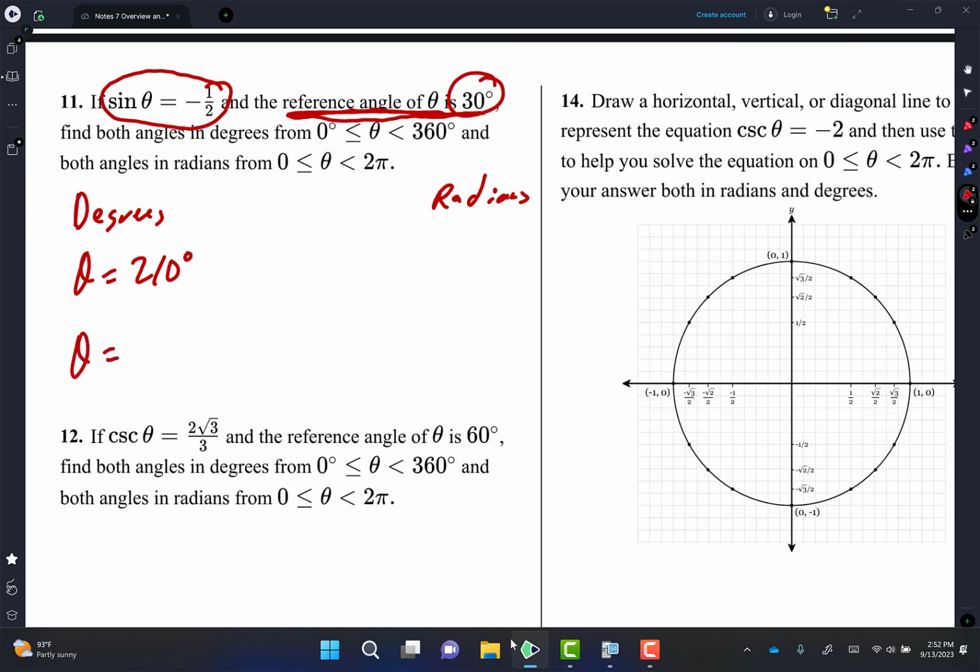And in quadrant 4, you're 30 degrees away from 360. So that's going to be 330. But you already knew that sine of 330 was negative half. And I should say sine of 330 degrees.